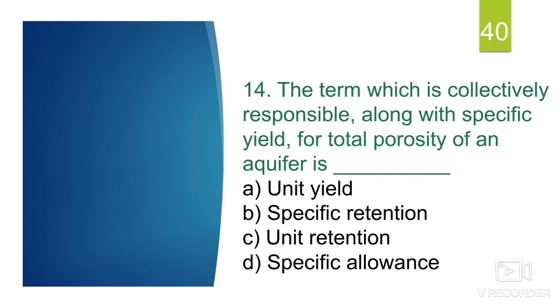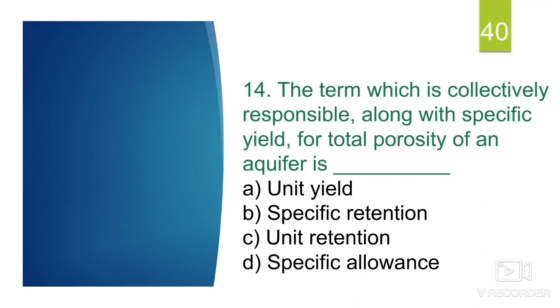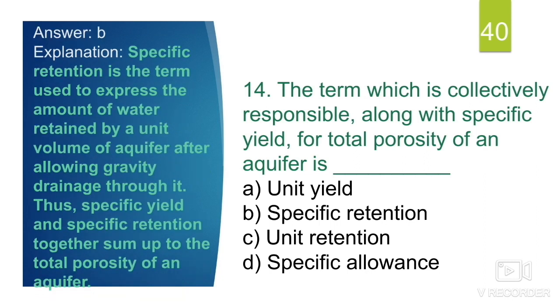The term which is collectively responsible along with specific yield for the total porosity of an aquifer is known as unit yield, specific retention, unit retention or specific allowance. So the correct option here is option B, specific retention. We have talked about drainage: the amount of water drained out freely under gravity is known as specific yield, and water which is held in the aquifer is known as specific retention.